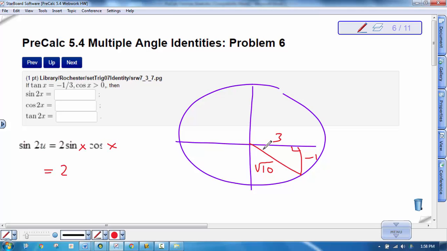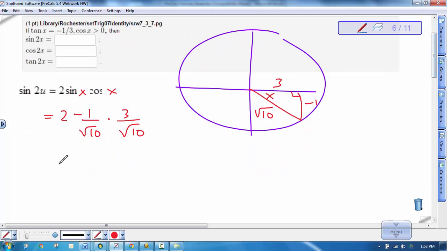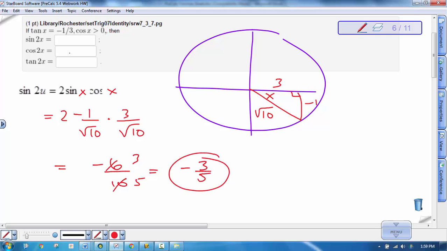So the sine of x gives me opposite over hypotenuse, so it's negative 1 over the square root of 10. And the cosine of x gives me adjacent over hypotenuse, which is 3 over the square root of 10. If I simplify that, that gives me negative 6 over 10, which simplifies, 2 goes into this, and makes it negative 3/5. So that's the first one.